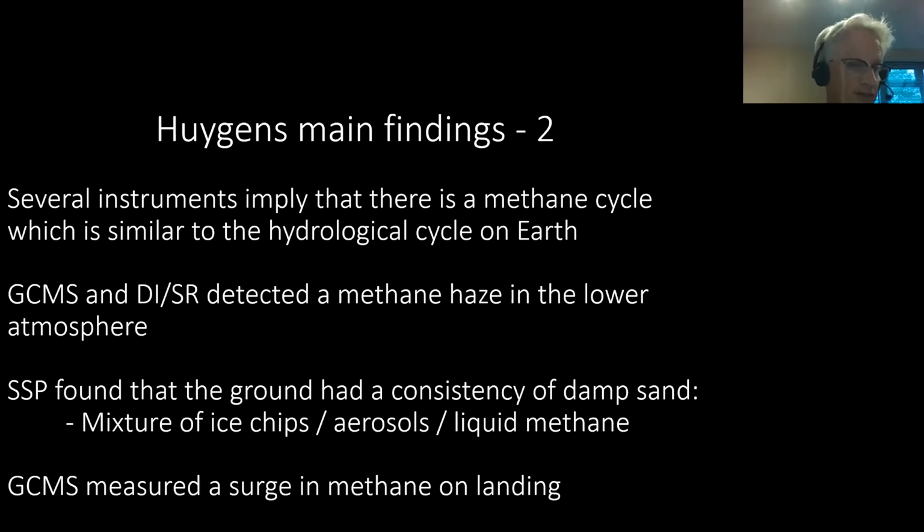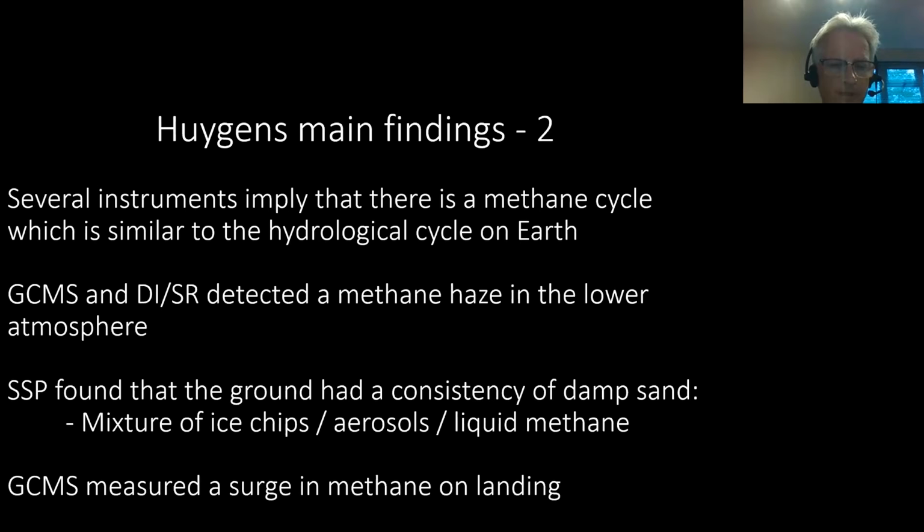The gas chromatograph and mass spectrometer and the descent imager and spectroradiometer detected a methane haze in the lower atmosphere. So it turns out that there are liquids and vapors of methane and ethane in the atmosphere. And this was suspected before they were discovered, because the properties of methane and ethane are known in great detail. And the conditions on Titan are close to what's called the triple point of both of those. And that means that they can exist in vapor and liquid forms within very close conditions of temperature and pressure, and they indeed do so on Titan and in the atmosphere.